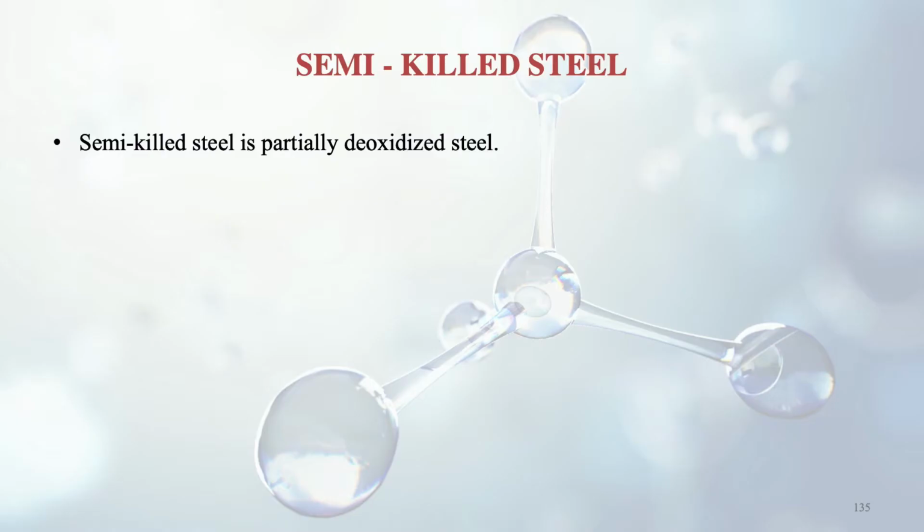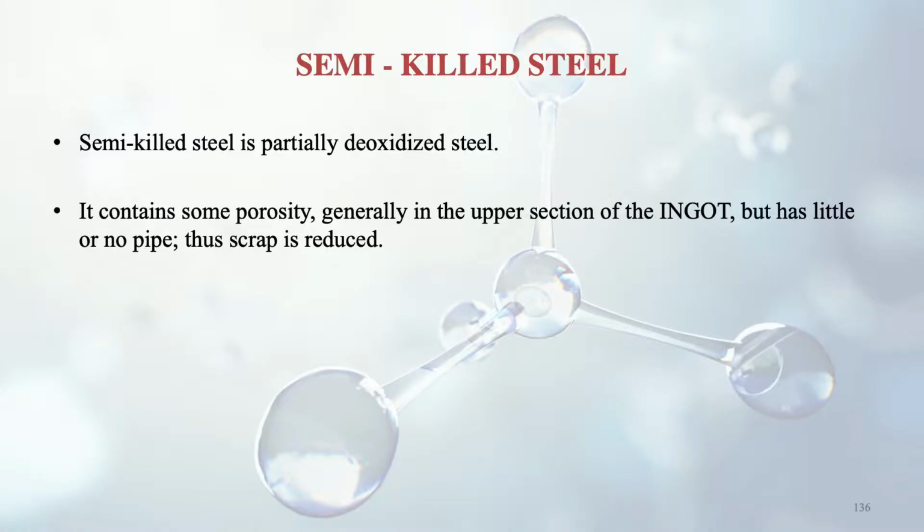Then the next one is the semi-killed steel. Semi-killed steel is partially deoxidized steel. So we saw in the killed one, complete oxygen removal was there. In this one, only partial removal is there. It contains some porosity due to this, generally in the upper section of the ingot, but has little or no pipe. No piping is taking place, but still porosity is there and scrap is reduced.